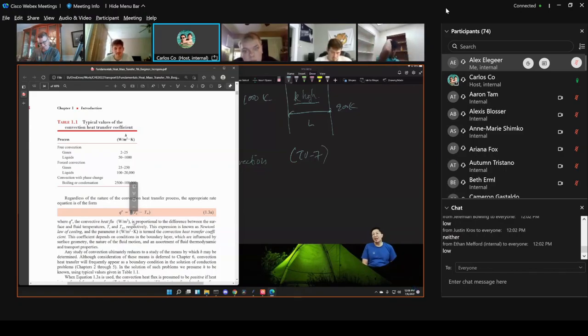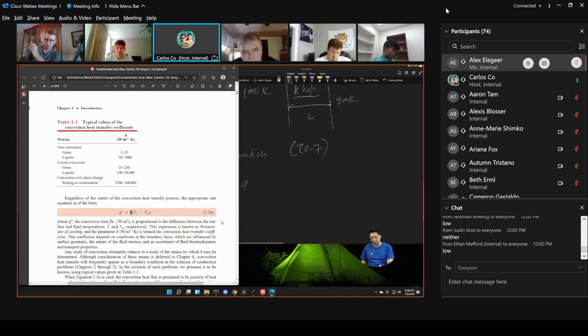So if we stick with just the TV-7 version of this, your heat flux is still in watts per square meter. It's just some heat transfer coefficient, h. So this is referred to as a heat transfer coefficient.